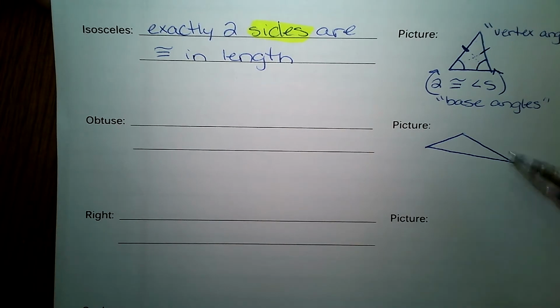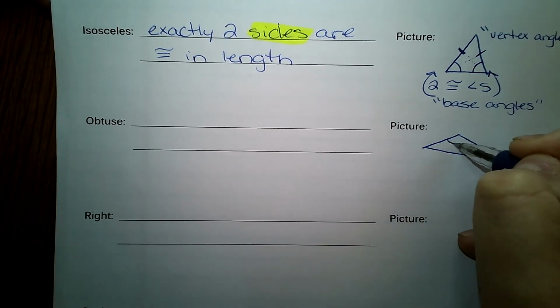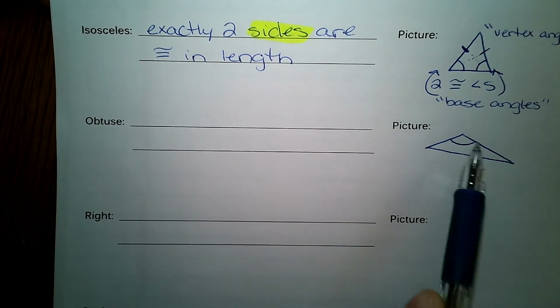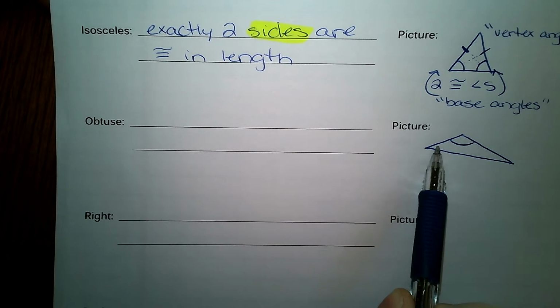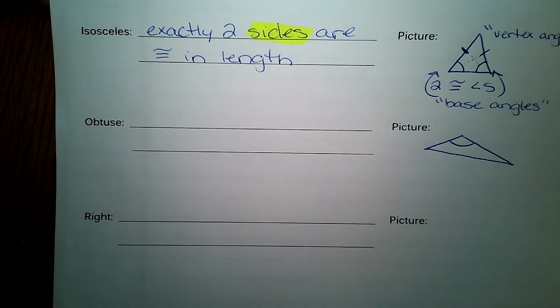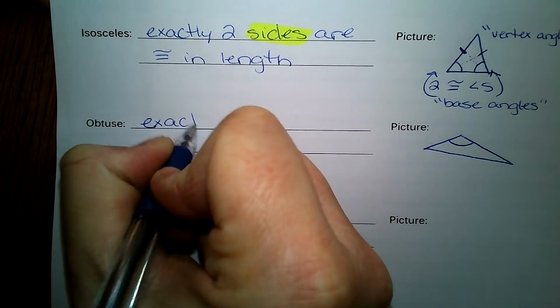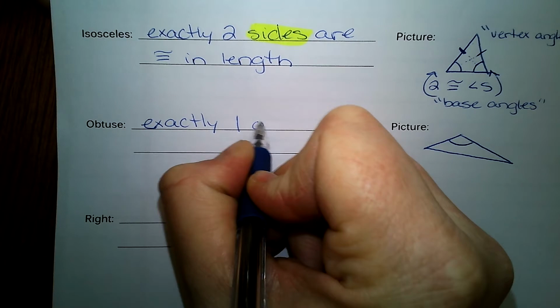there's no way I'm going to have more than one obtuse angle. This is the giant obtuse angle I'm talking about up here at the top of my picture. So I've got one obtuse angle and then two teeny tiny skinny acute angles. So in order to have an obtuse triangle, there's going to be exactly one obtuse angle. An obtuse triangle has exactly one obtuse angle.